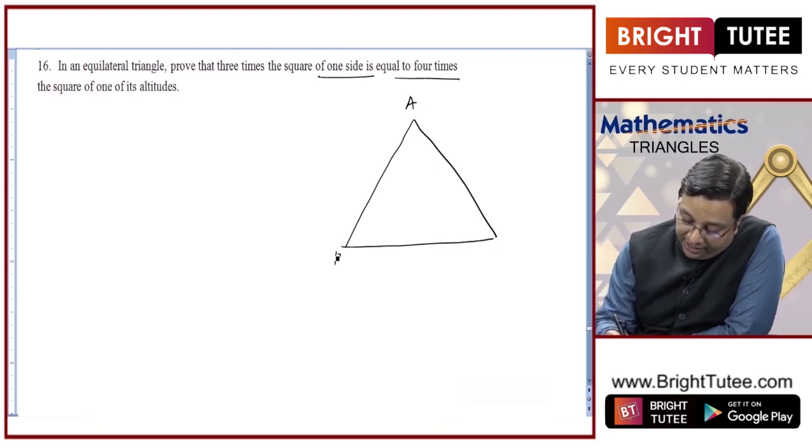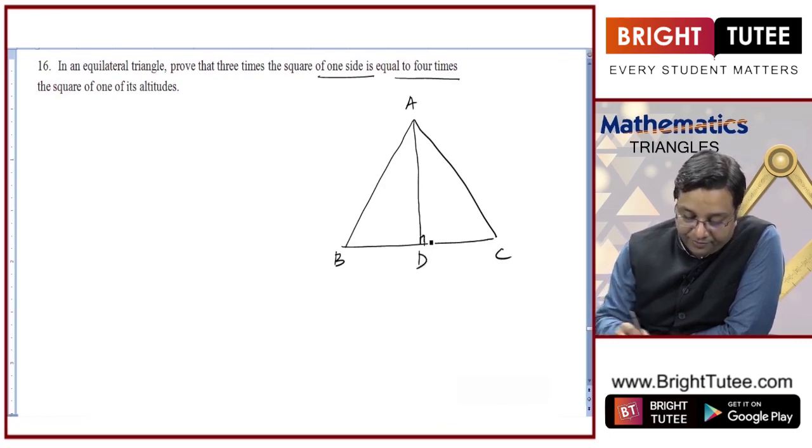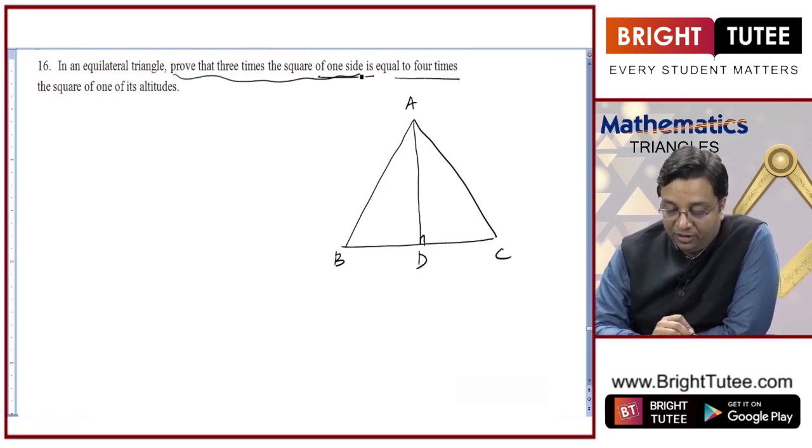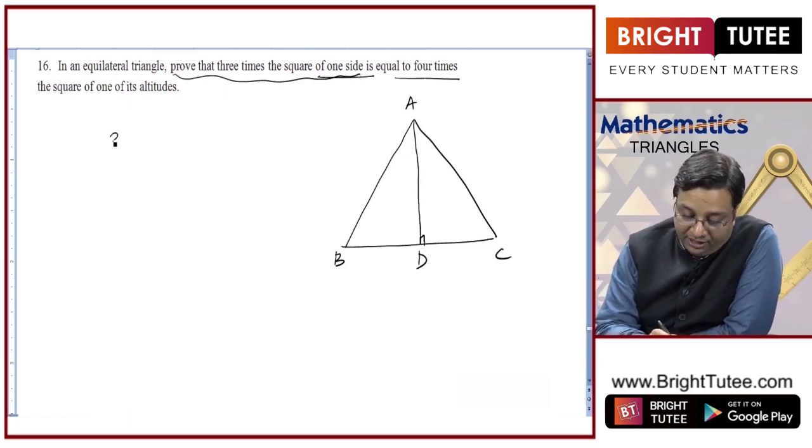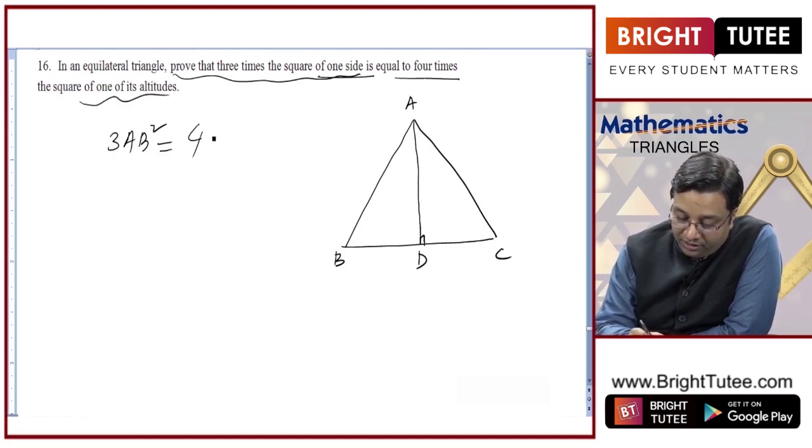So if it is ABC, and let us say this is one of its altitudes AD, 3 times the square of one side, that is 3AB square, let us say, is equal to 4 times the square of one of its altitudes, 4AD square. This is what we need to prove.